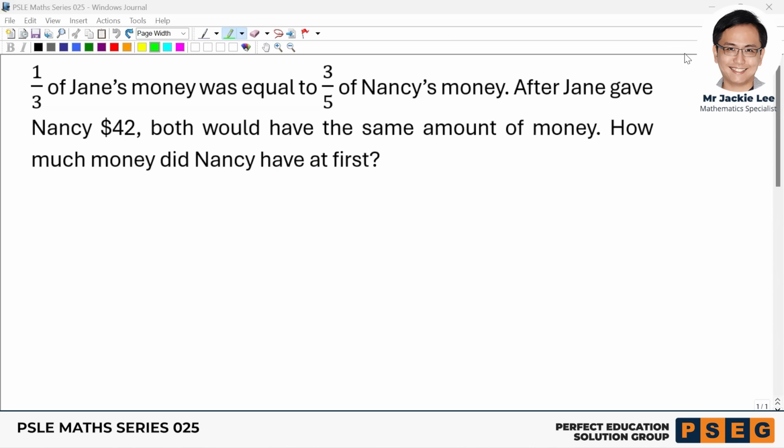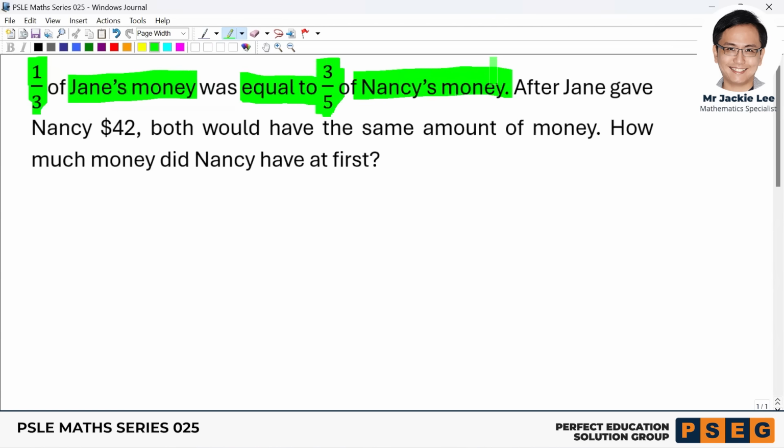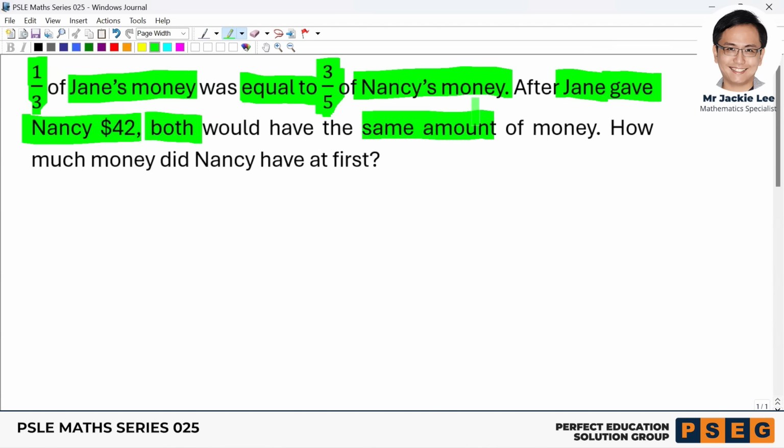One third of James' money is the same as 3/5 of Lancy's money. After Jane gave Lancy $42, both have the same amount. The question is, how much money did Lancy have at first? Okay, I think we construct the model. Jane, Lancy. Maybe let's start with Lancy first.